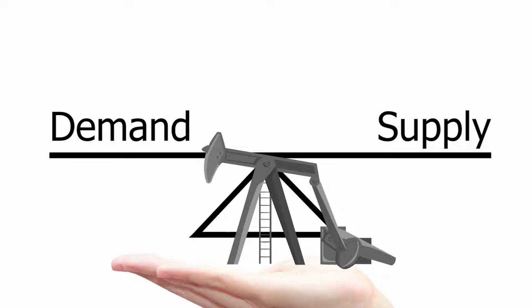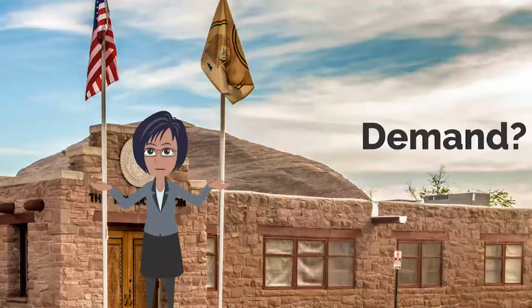Animation of a hand holding an oil pump with a leveler. The word demand on one side and supply on the other. First the demand is lower, then a line graph is shown, and then it is even. What is demand? I'm not familiar with that. Animated character in front of the Navajo Nation headquarters office.